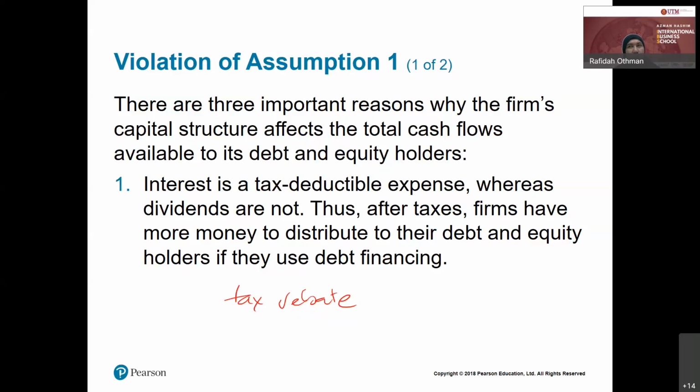So the price of common stock will become what? Will fall or will increase? Our stock price will increase or will fall?